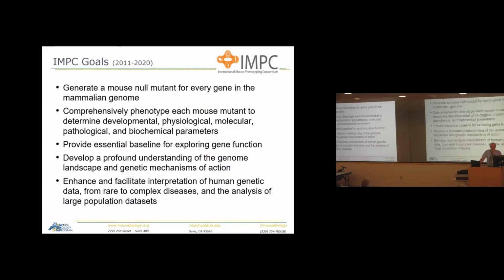So we first make the knockout, and the second step is then we do a comprehensive across-the-board 12-organ system phenotype analysis for each mutant to determine developmental, physiological, molecular, pathological, and biochemical parameters. Then with that, we assemble this baseline data, which is now publicly available for exploring gene function in further depth. And the idea is to develop a profound understanding of the genome landscape itself and the genetic mechanisms of action and what these gene products do. And then also enhance and facilitate interpretation of human genetic data from rare to complex diseases and analysis of large population data sets.